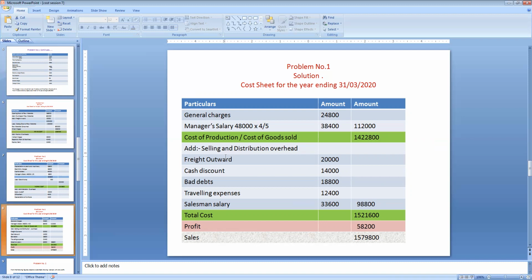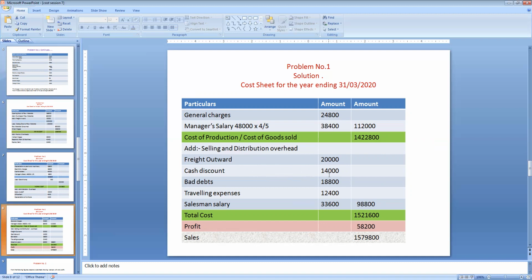To this we should go for adding the selling and distribution overhead given in the question. One is freight outwards for selling purpose. We are going to load the goods, and here we are going to unload the finished goods to the outlet which is there in the market to sell the goods, that is freight outwards, that is 20,000.